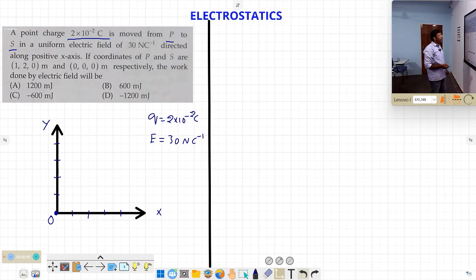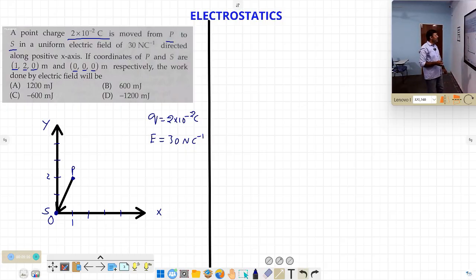If the coordinates of P and S are (1, 2, 0) for P, 1 means along the x-axis, 2 along the y-axis, and 0 for z. In this case this is 1 and this is 2, and this point is located here. We call this point position P. S is (0, 0, 0), that is at the origin. So we are moving the charge from P to S, this is the way we are moving the charge.